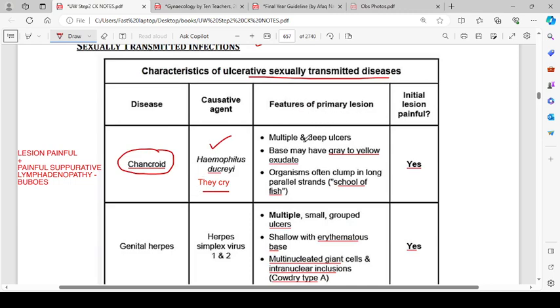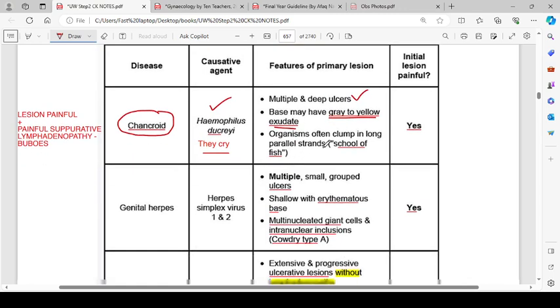Features of primary lesion are multiple and deep ulcers. Base may have gray to yellow exudate. Organisms often clump in long parallel strands, which is the school of fish appearance. And is the initial lesion painful? Yes. Lesion is painful with painful suppurative lymphadenopathy or buboes.